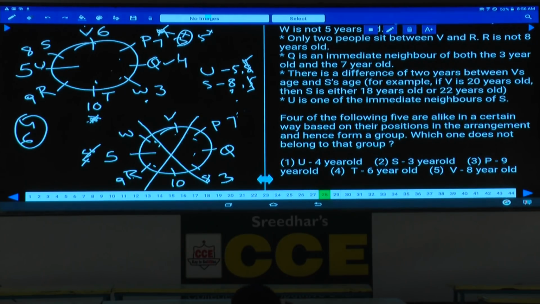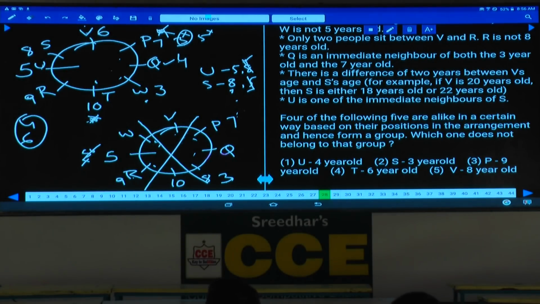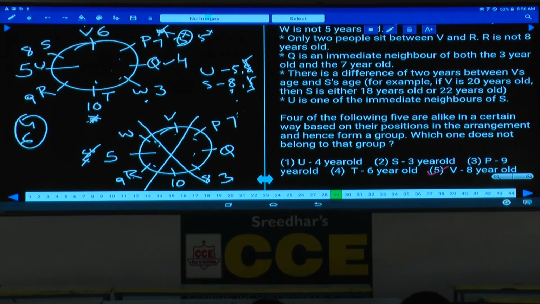Then question number 28. Four of the following five, that is nothing but an odd man out. U is opposite to a 4-year-old boy, S is opposite to the 3-year-old, P is opposite to the 9-year-old, and T is opposite to the 6-year-old. V is opposite to the 8-year-old is false. V is opposite to whom? V is opposite to a 10-year-old. So what is your answer here? Choice 5. Question number 28 is choice 5.